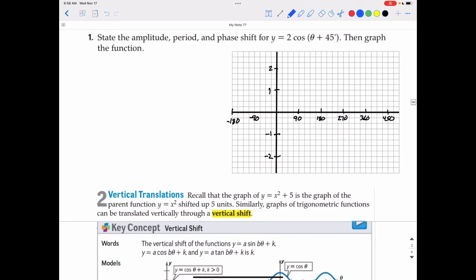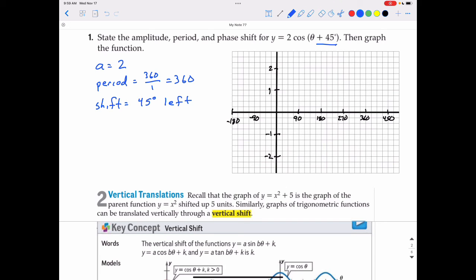State the amplitude, period, and phase shift for y equals 2 cosine of (theta plus 45 degrees), and then graph the function. Okay, so the amplitude on this one, it does have a 2 in front of the cosine, so the amplitude is 2. The period, I still don't see a b value in front of theta, so that will be 360 divided by the b value of 1, which is 360. Phase shift, there is a shift. It is plus 45, so that is 45 degrees. Since it's plus 45, that is left, so 45 degrees to the left.